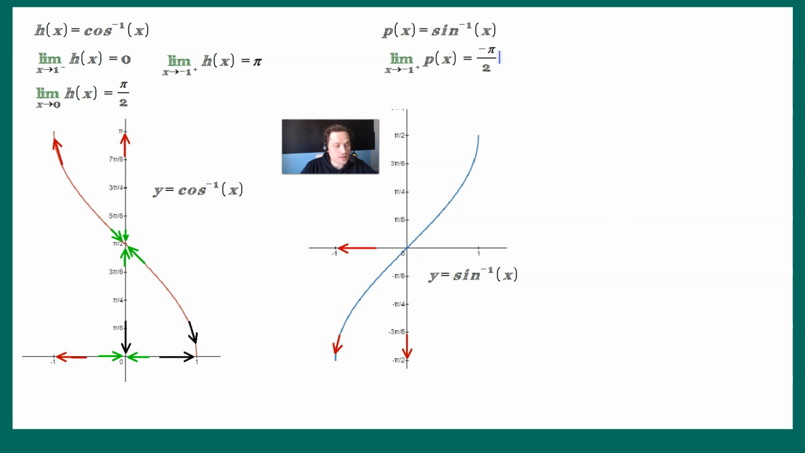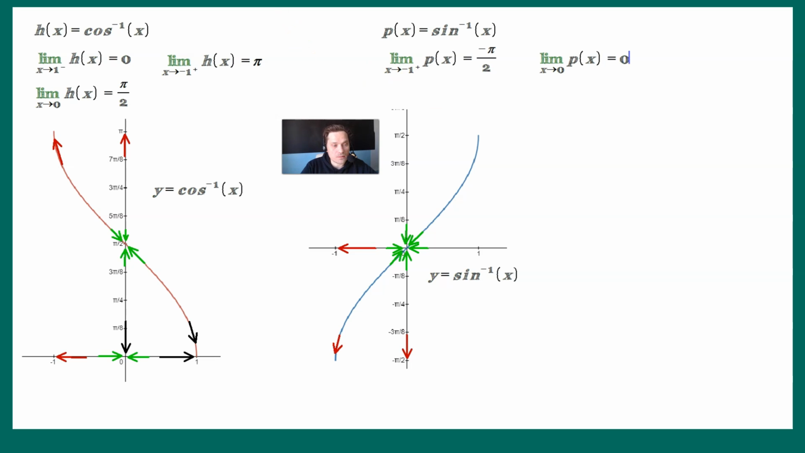Let's also see what happens around 0, so I'm going to use green for that. When x approaches 0 from the left side, points along the graph move this way, which means that the y coordinates are moving towards 0 from below. When x approaches 0 from the right side, points along the graph are going this way, which means the corresponding y coordinates are moving towards 0 from above. So I can say the limit as x approaches 0 of p of x is equal to 0.